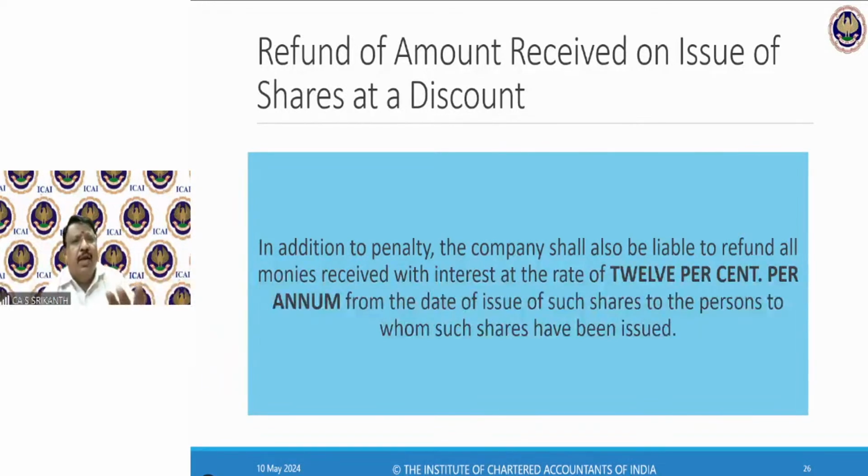If at all any premium is payable on the redemption of preference shares, that premium can be adjusted against the securities premium. That's all. The preference share nominal value cannot be redeemed out of securities premium. Right. Points to be noted and remembered.